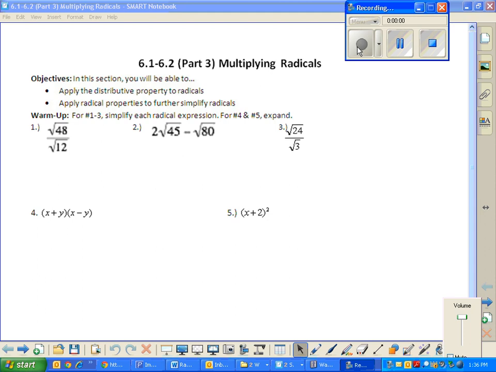Today is multiplying radicals. Guess what we do tomorrow? Divide them. Yes, you're very smart. So we're going to divide radical expressions when you come back to class tomorrow. And then you get a quiz on Monday. On your quiz on Monday, you're going to simplify, add, subtract, multiply, and divide radical expressions.